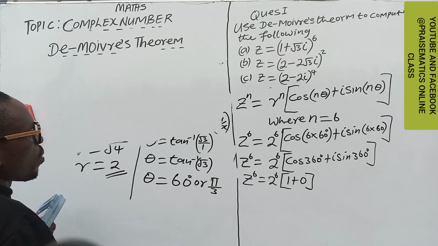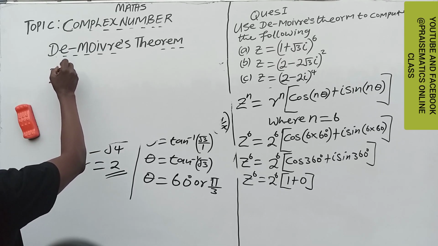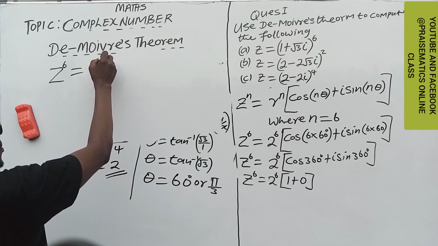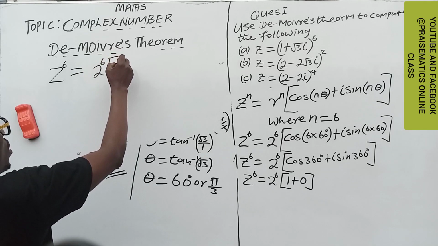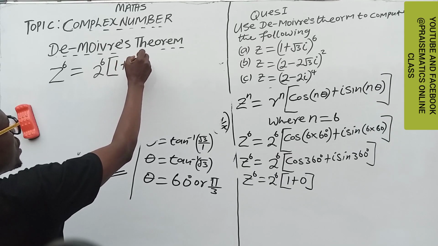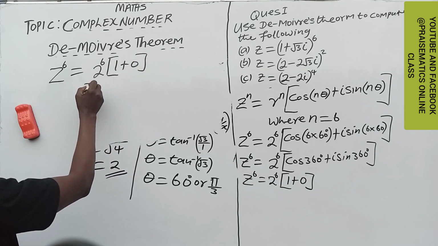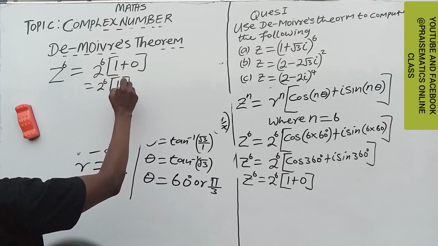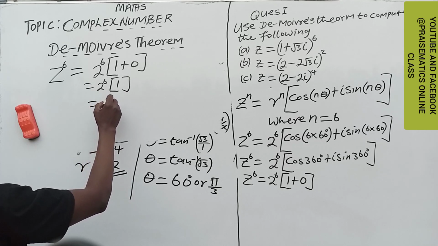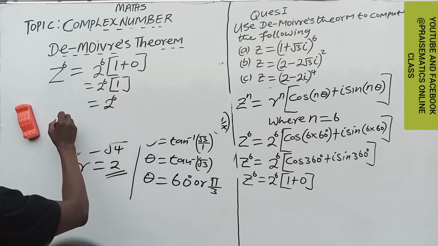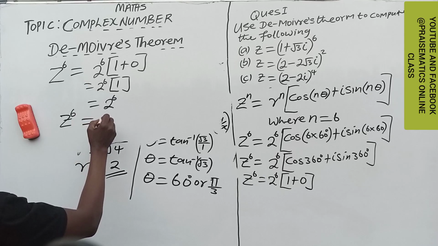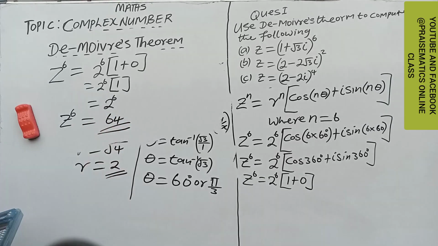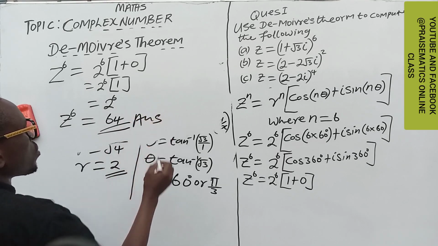So what do we have? We have that z, by De Moivre's theorem, is equal to 2 raised to power 6 into 1 plus 0. And 1 plus 0 is the same thing as 2 raised to power 6 into 1. Finally, z raised to power 6 is equal to 2 raised to power 6, which will give us 64. And that is our answer. 64 is the answer to the question.